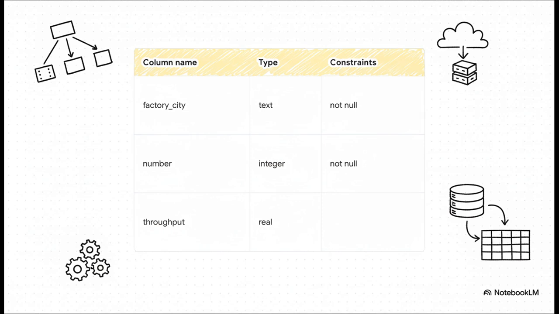Let's see how this plays out in our example. The assembly line table borrows factory city from its parent, the factory table. It then combines that with its own key, which is just the line number. So the primary key for this table is both factory city and number put together. That's the only way we can be sure that line 5 in Chicago is different from line 5 in Tokyo.